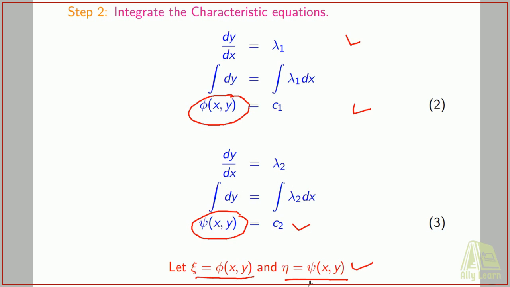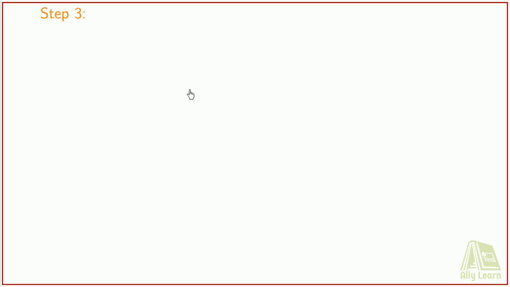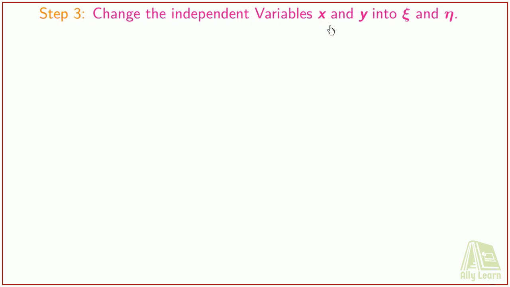Okay friends, so after obtaining my xi and eta, my next step will be to change my independent variables from x and y to xi and eta. Okay, that is my next step. So let's move on to it. Step 3. Change the independent variables x and y into xi and eta. That is, earlier my function was u as u of x, y. Now I will be considering it as u as a function of xi and eta.